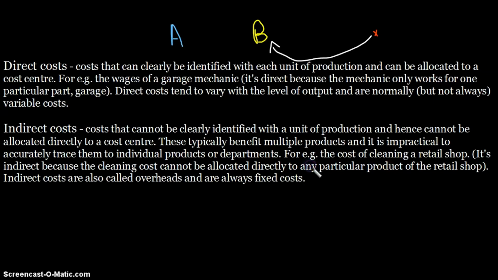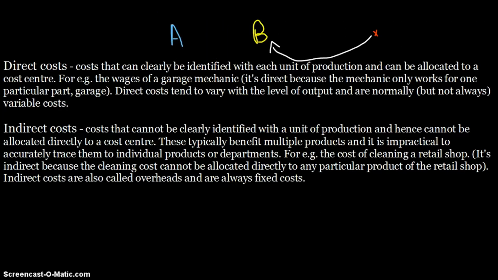The basic idea behind indirect costs is that these costs cannot be identified with a particular cost center, so you can't say what the unit of production is. If we are producing 100 units, what is the cost of cleaning attached to those 100 units? How much cost is attached to that? Like we can't allocate it to a cost center.